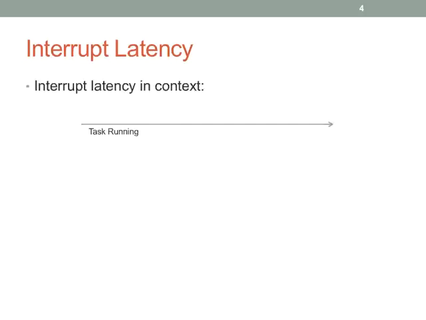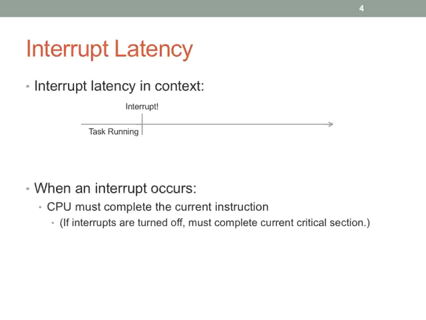So we have our tasks. This is a nice little task timeline. The task is running, we get the interrupt occurring, and then we have a whole bunch of stuff that has to happen. First of all, the CPU has to finish whatever it's doing.